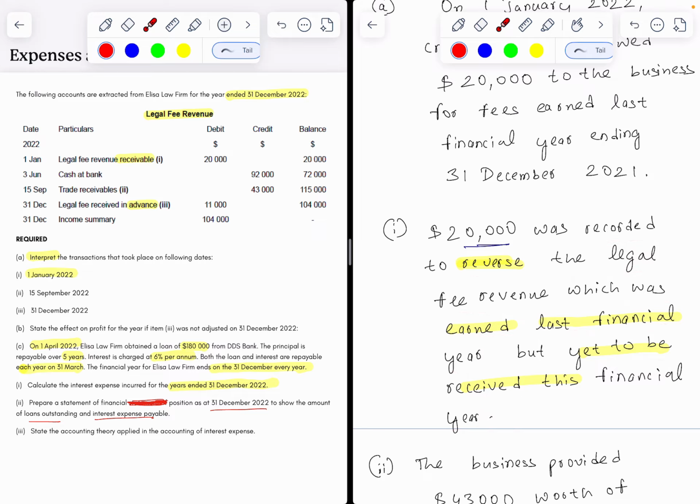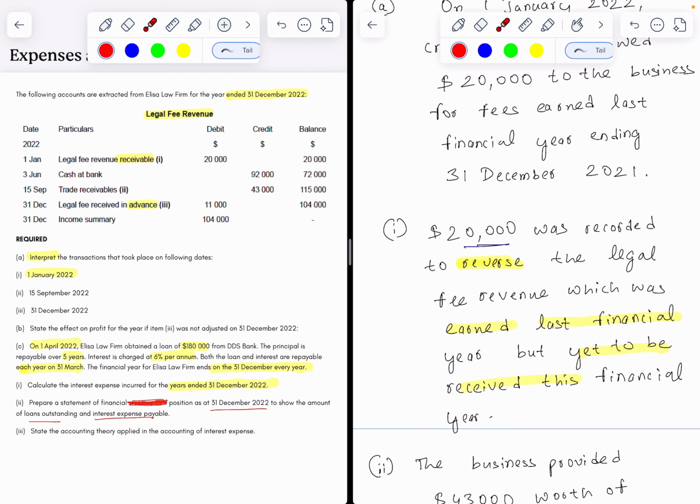So in the ledger account for legal fee revenue, we are showing that we have $20,000 worth of fees that were earned in the previous financial year, which are still not yet collected, okay? So you need to make sure those key words which I've highlighted in yellow are there when you interpret this transaction to get full marks.